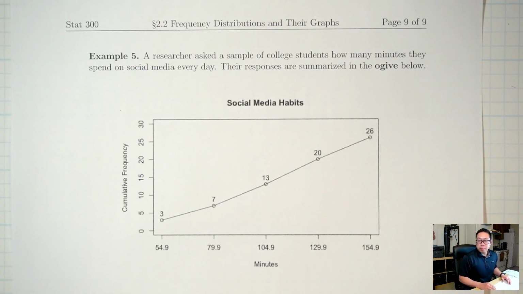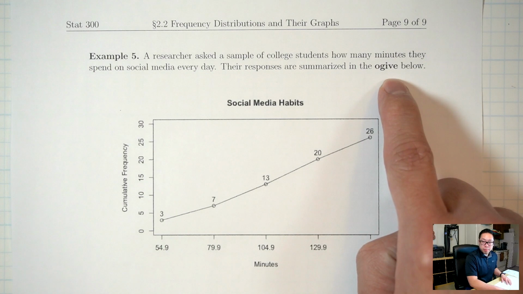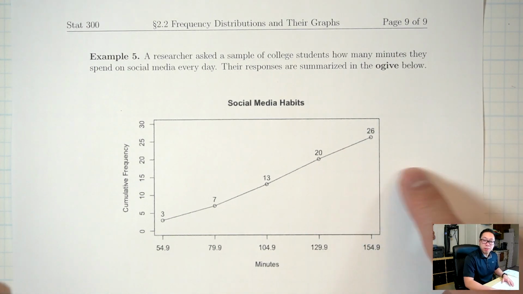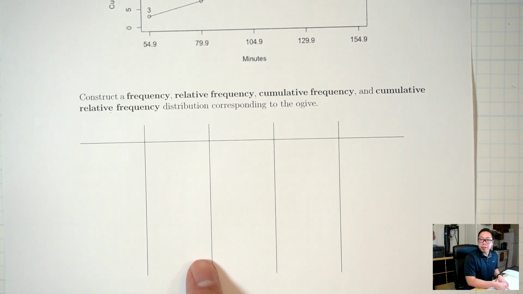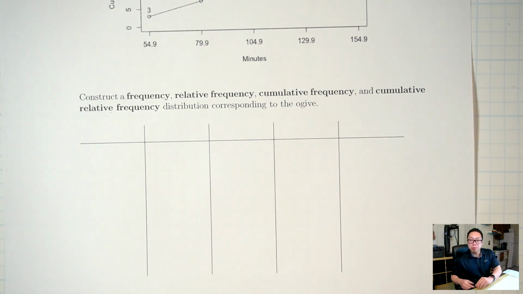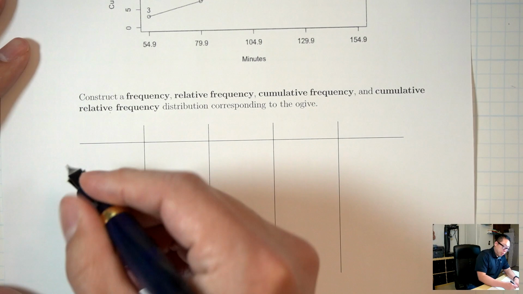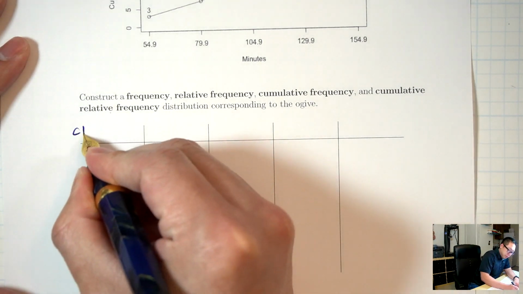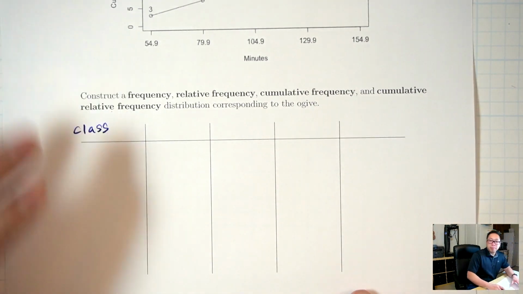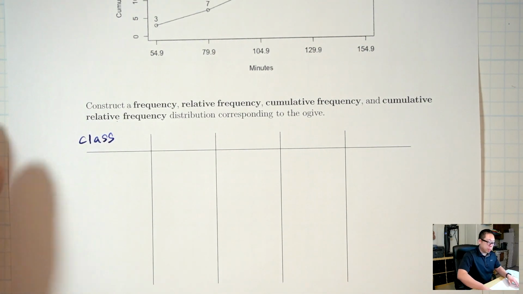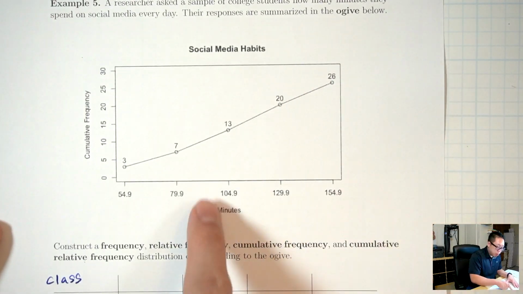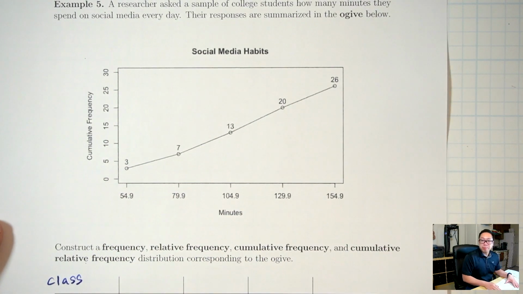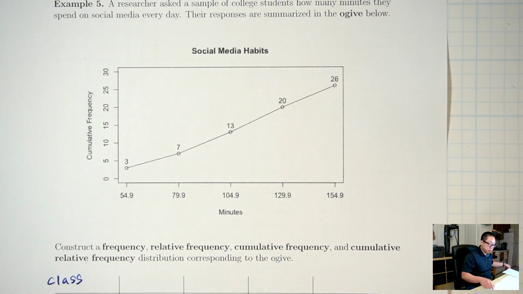Example 5. Here we have an ogive. And the question is, if I give you an ogive, can you go backwards and make the table for me? So this is a really good question of how do you make the ranges? So you have to think back on an ogive. What are these numbers on the x-axis?